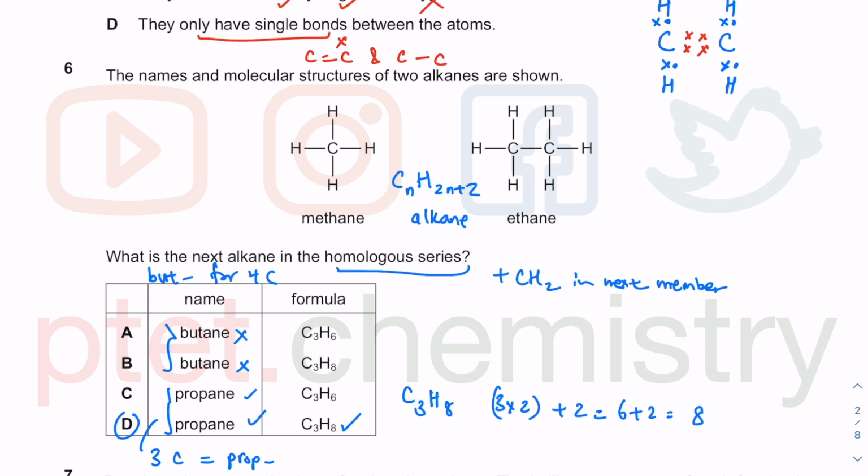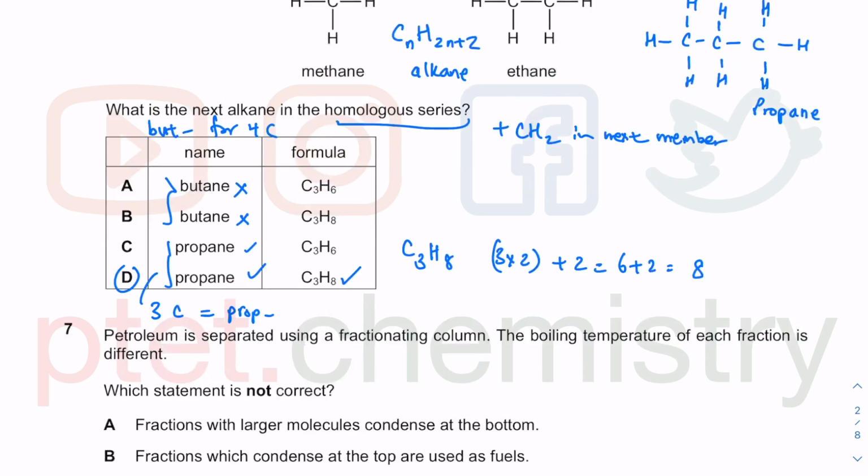C3H8, the correct formulation. If you draw it out, 3 carbons, and then each carbon forming single covalent bond to the hydrogen. So what I have drawn there, that is what you call propane. You can work out the total number of hydrogen there. 3, 6, 7, and 8 there.